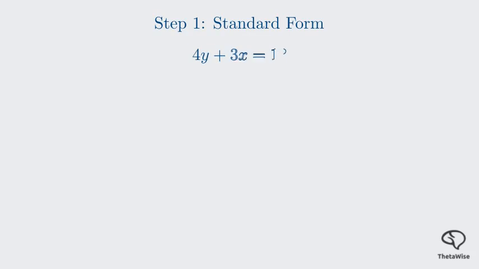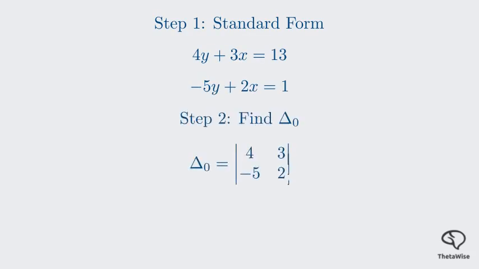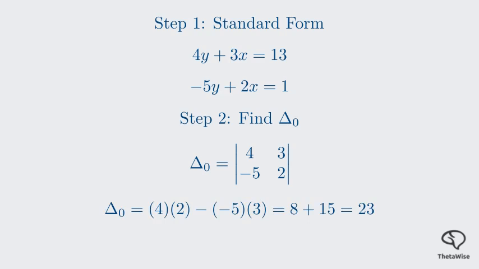Let's calculate them. Our equations in standard form with y first are 4y plus 3x equals 13 and negative 5y plus 2x equals 1. First, the determinant of coefficients, delta sub 0. This is formed from the y and then x coefficients. The first column is now 4 and negative 5. The second column is 3 and 2. Calculating this determinant, 4 times 2 minus negative 5 times 3 equals 8 plus 15, which gives 23. This is positive 23, the negative of our previous result.